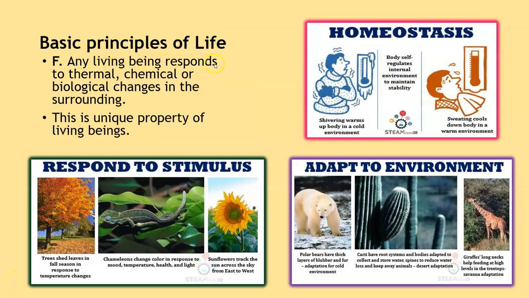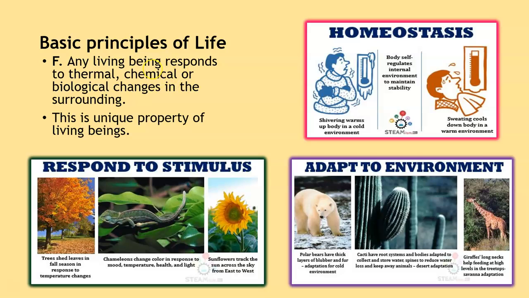Any living being responds to thermal, chemical, or biological changes in the surroundings. What are these changes that I am talking about? One such is homeostasis. That is, students, our body tries to adjust to the climate around it. For example, we have shivering to warm up the body in a cold environment, and there is sweating to cool down the body in a warm environment. So the body regulates the internal environment to maintain stability. This is the response given to a thermal change in the surroundings.